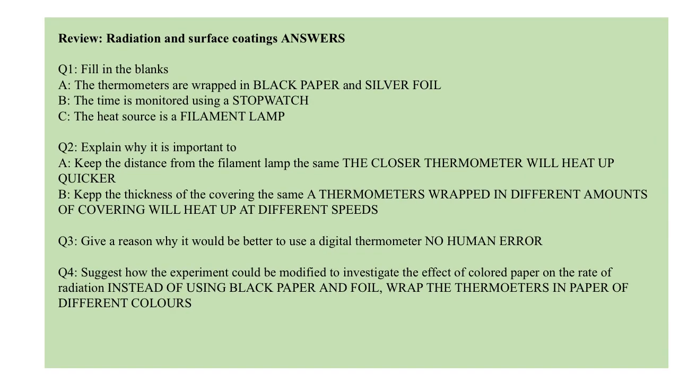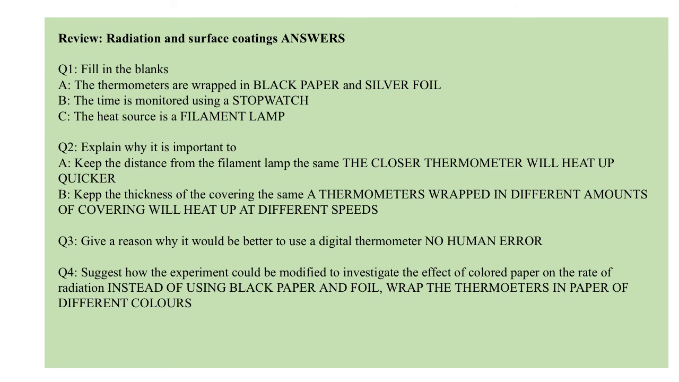And question 1 then: A, the thermometers are wrapped in black paper and silver foil. B, the time is measured using a stopwatch. And C, the heat source is a filament lamp. Question 2, explain what is important to A, keep the distance from the filament lamp the same, and that's because the closer thermometer will heat up quicker. So I need to have the same distance. And B, keep the thickness of the covering the same, and that is because thermometers wrapped in different amounts of covering will heat up at different speeds. So I've got to keep going that way.